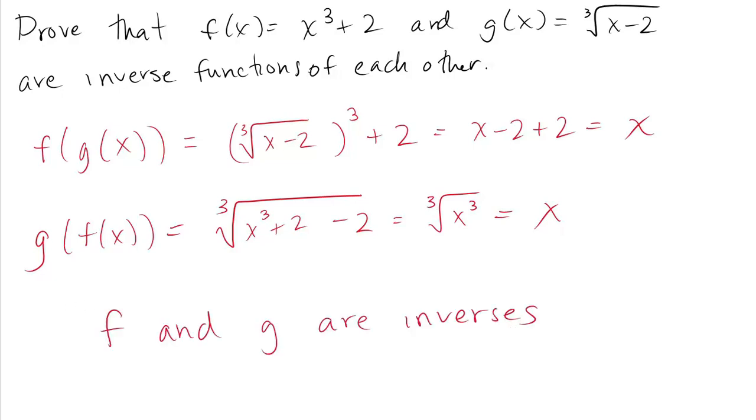You can almost see it if you talk your way through it. Look what f does. F starts by cubing its input and then adding 2. Everything g does is to unravel what f does. f starts by cubing an expression, g ends by finding the cube root of an expression. F adds 2 at the end, g starts off by subtracting 2. So whatever f does, g immediately undoes it.